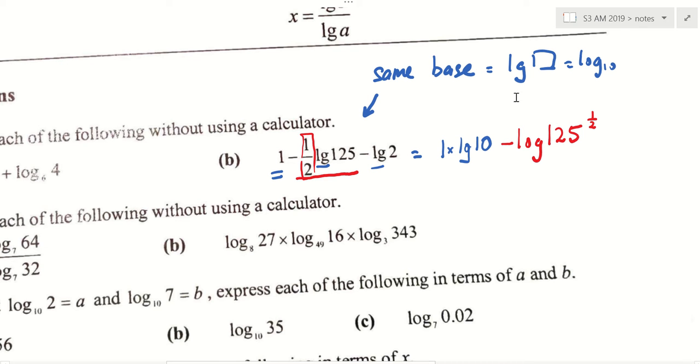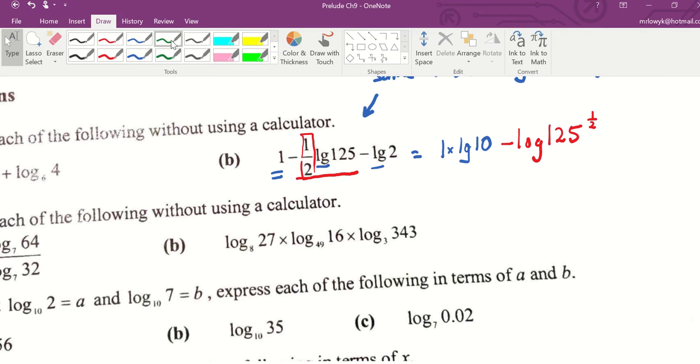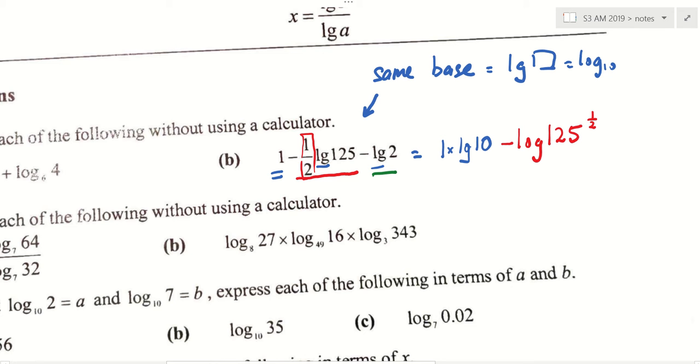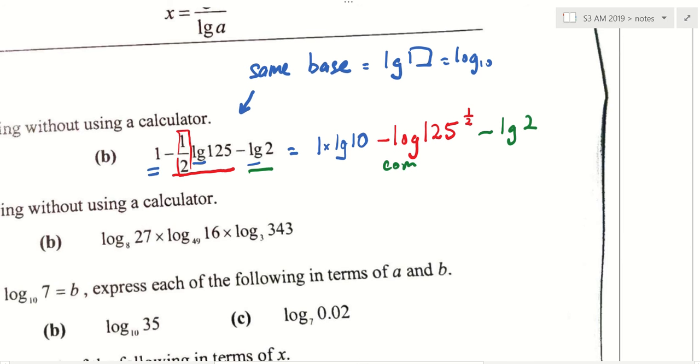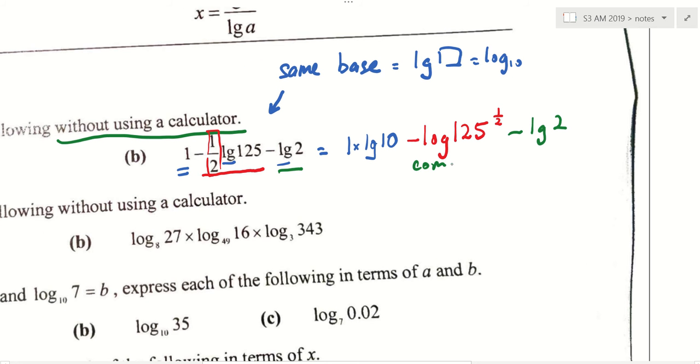Okay? So done already. I'm going to do the next one. LG2. LG2 is perfect. Nothing wrong already. I put LG2. Next step. I can now combine. No, please. They say without using a calculator. So I want to combine into one log.